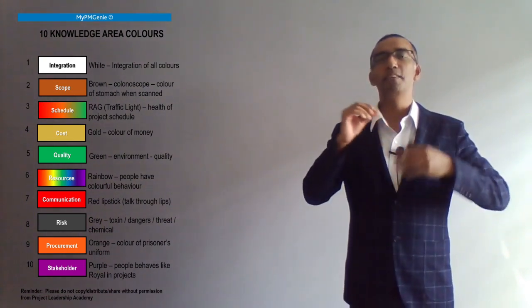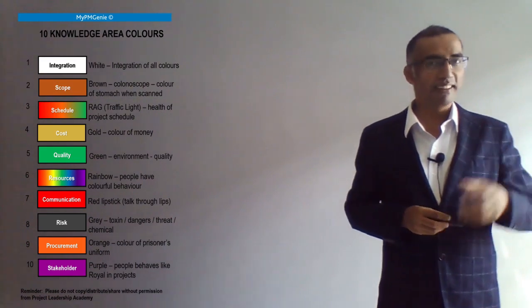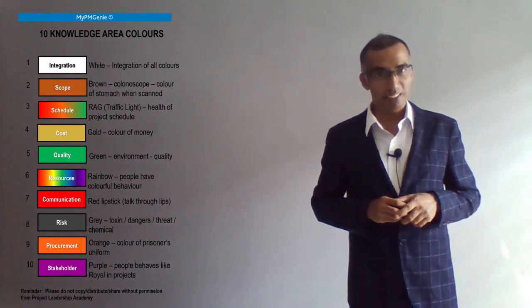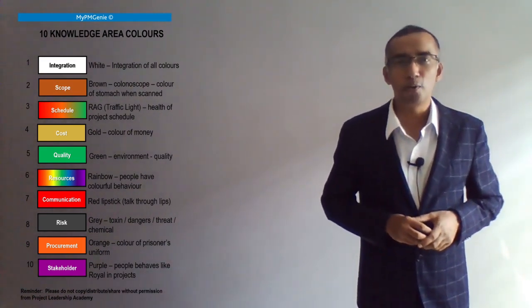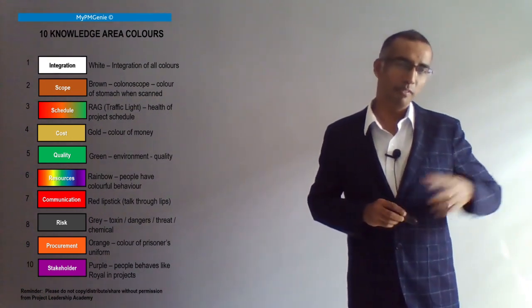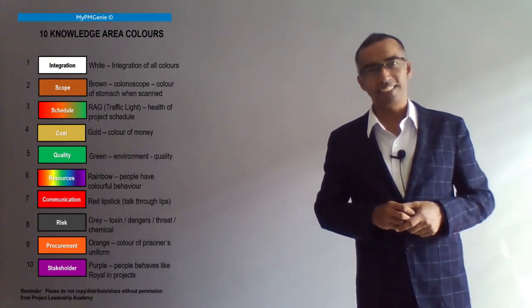So that's why I said whenever you visualize something and make it dramatic, you are able to remember these color codes, right? So just remember, brown color refers to scope, which is endoscopy, colonoscopy, and so on, right?